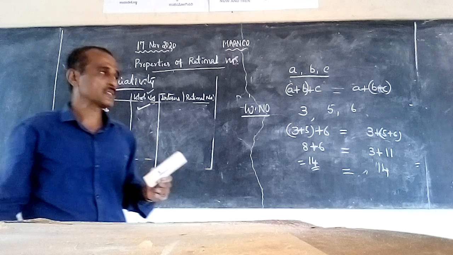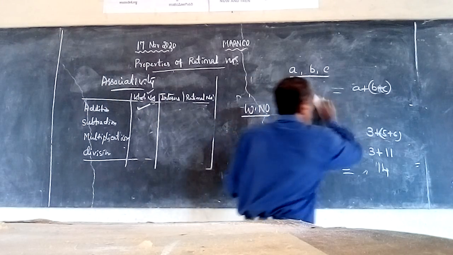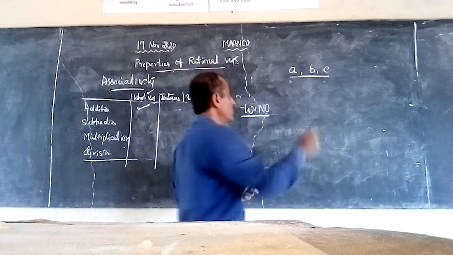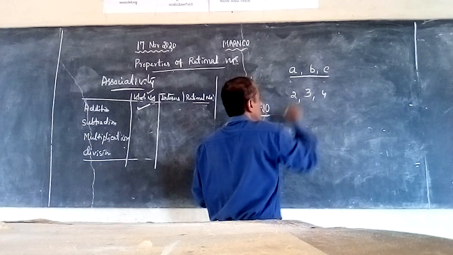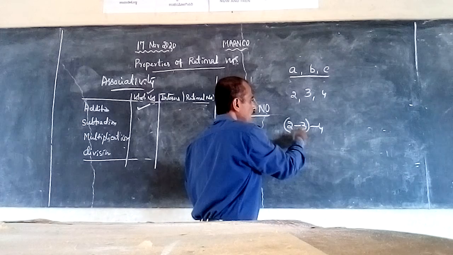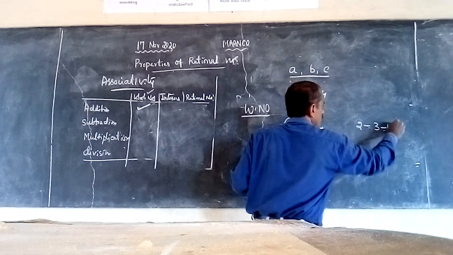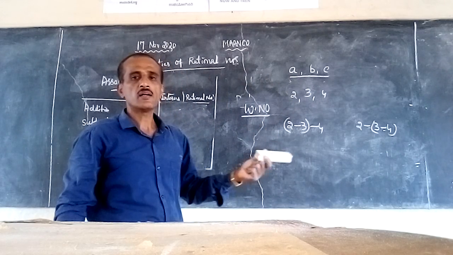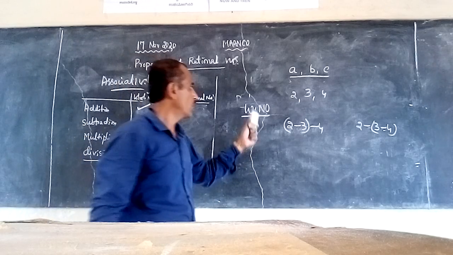Next, for subtraction, whether (a minus b) minus c is equal to a minus (b minus c), you have to check for whole numbers. Let us take three whole numbers, 2, 3 and 4. If both sides are equal, then it holds good for whole numbers.